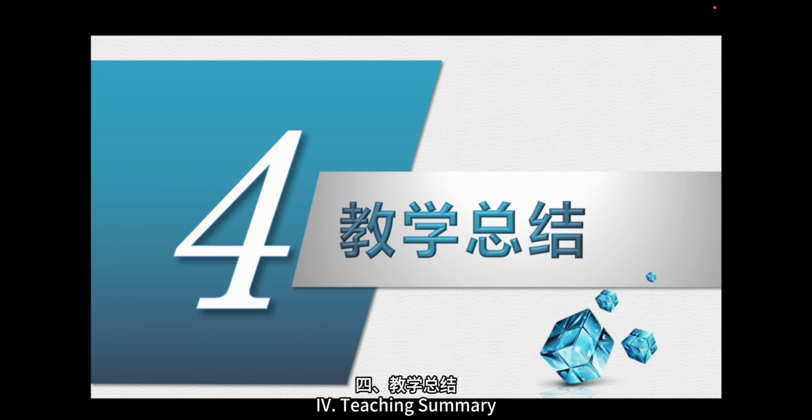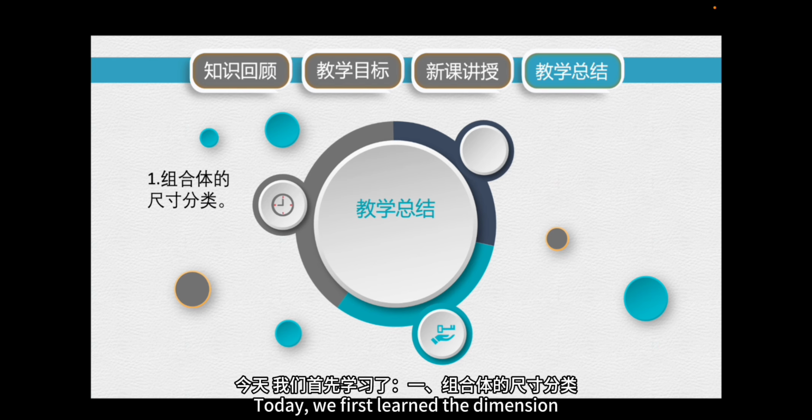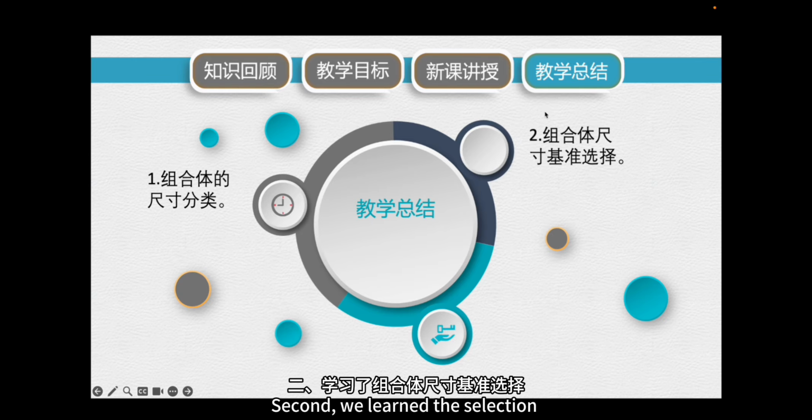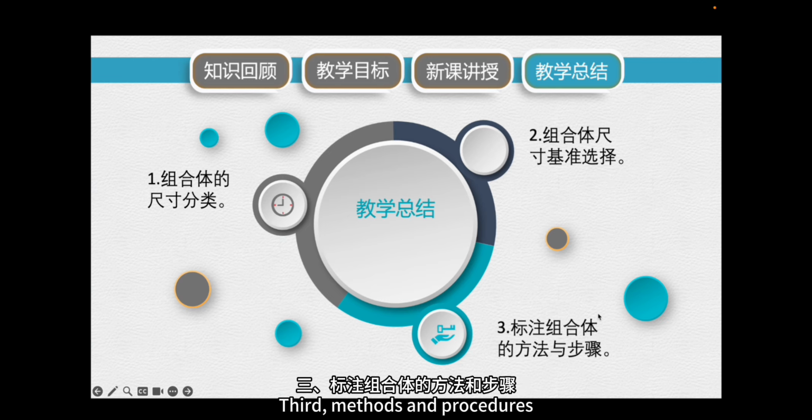Fifth, teaching summary. Today, we first learned the dimension classification for composite solids. Second, we learned the selection of dimension datum for composite solids. Third, methods and procedures for dimensioning composite solids.